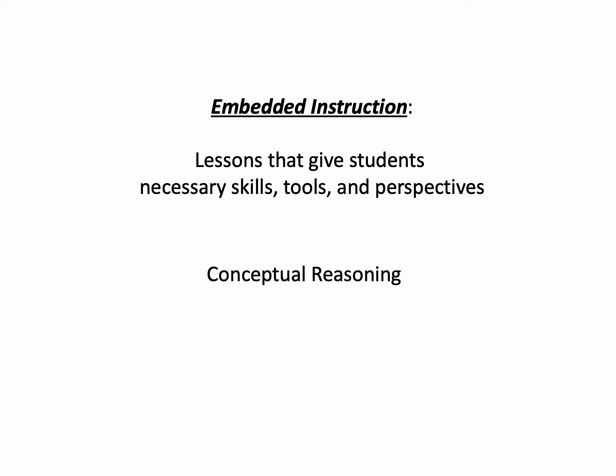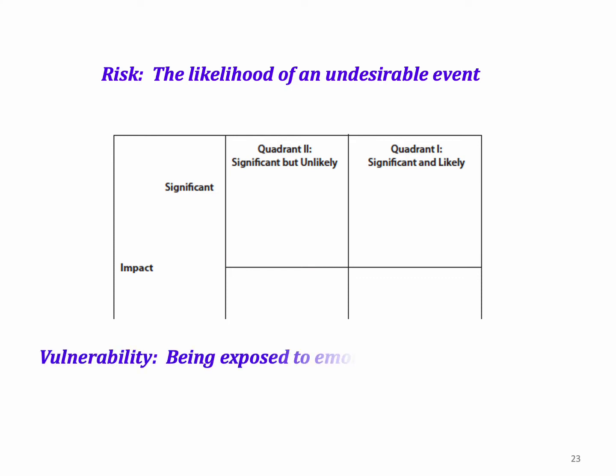Another frame of reference experts use when solving a problem is conceptual reasoning, seeing abstract or universal relationships at play in a problem. Part of the embedded instruction in Black Death involves teaching students about the nature of risk. They consider two variables that make a situation more or less risky: the likelihood that an event will occur and the significance of its impact. Students also explore the relationship between risk and vulnerability.